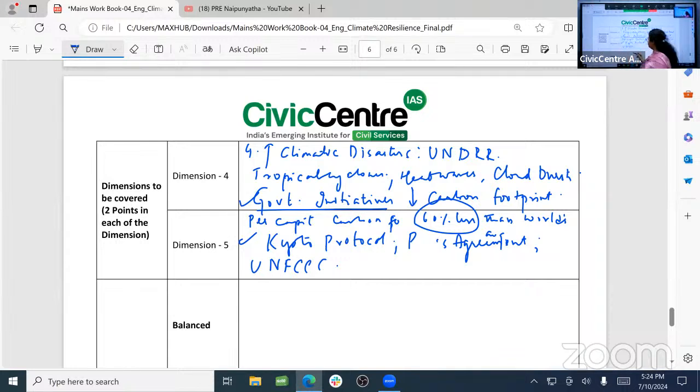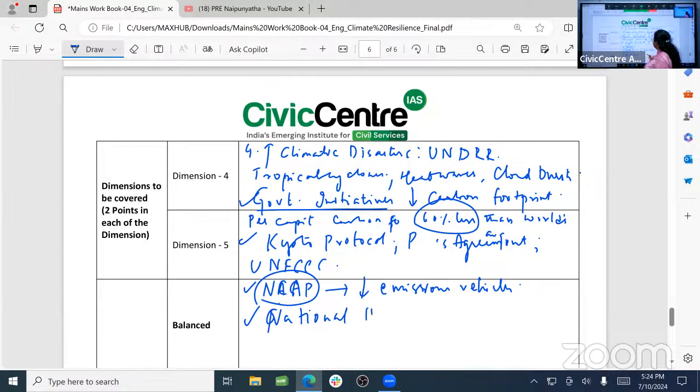Now let us see what the initiatives in particular are. I would say the National Clean Air Program, NCAP. The Clean Air Program is one of the initiatives wherein we are trying to reduce the emissions from vehicles. Right? We can also say National Hydrogen Policy.